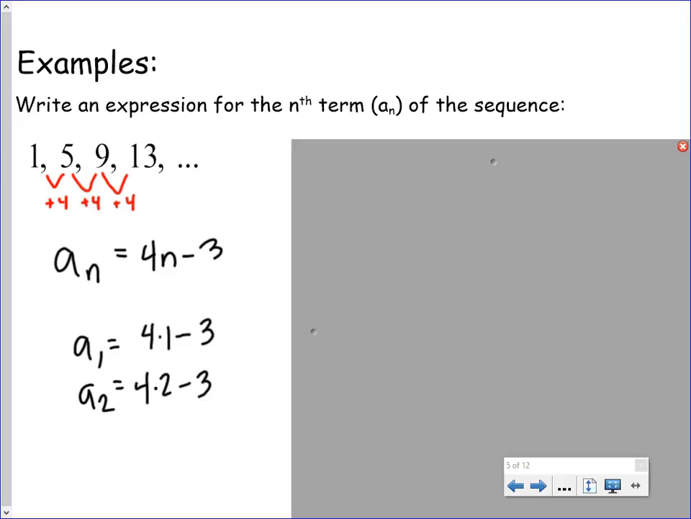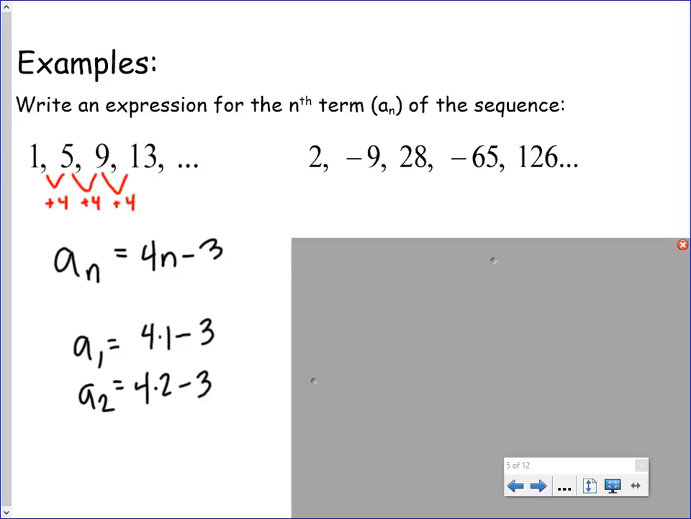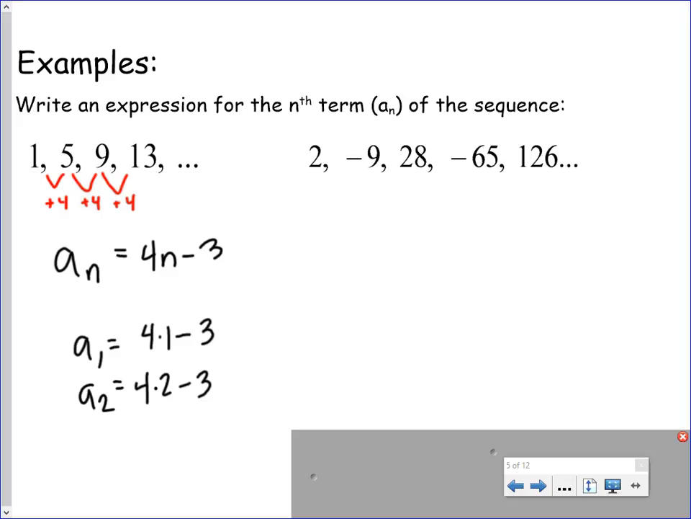Okay, now, not all sequences that you'll be asked to write will be linear. So not all of your rules will look like this. Here's one just to kind of get us thinking. One thing I would notice about this problem right away is the alternating signs, right? It goes positive, negative, positive, negative. And so in my rule, I always do that sign issue first.